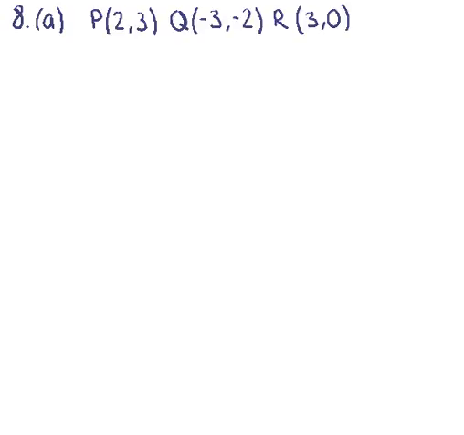This is question number 8. This is part A. First of all, question 8 says triangle PQR has vertices P(2, -3), Q(-3, -2), and R(3, 0). Part A says find the equations of the perpendicular bisectors of sides RQ and PQ. So this is actually like two separate questions in part A. So we'll take them one at a time.